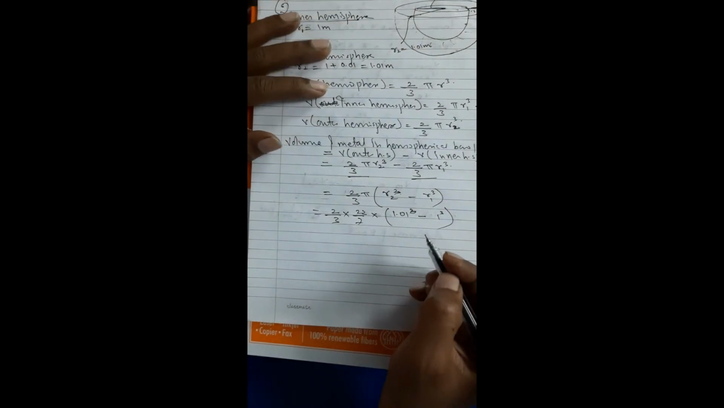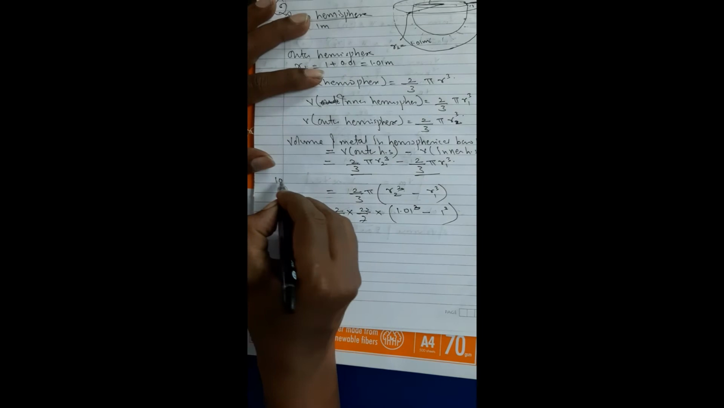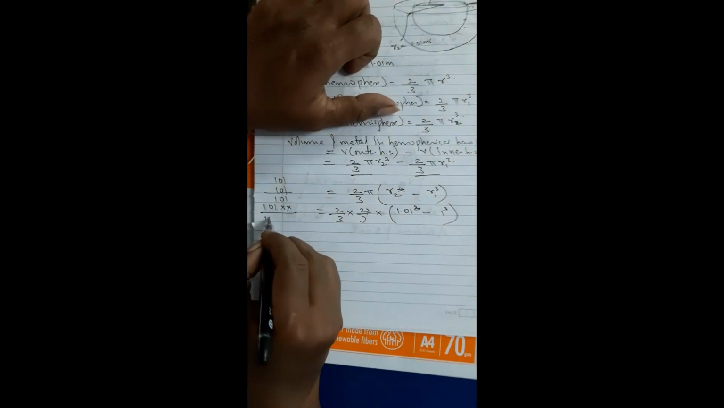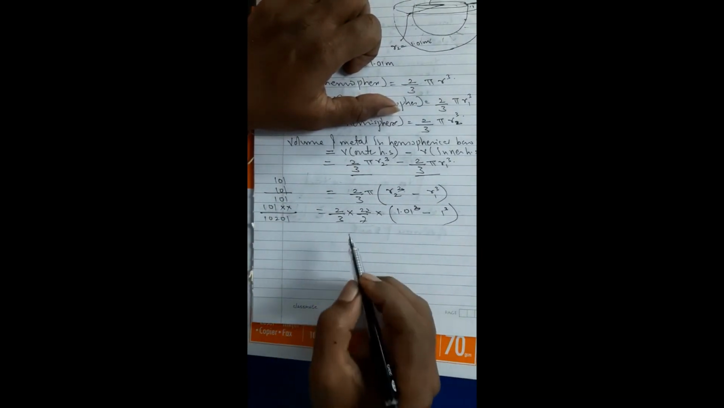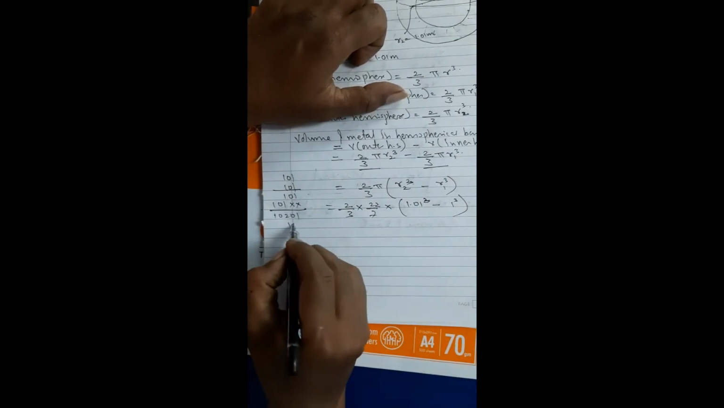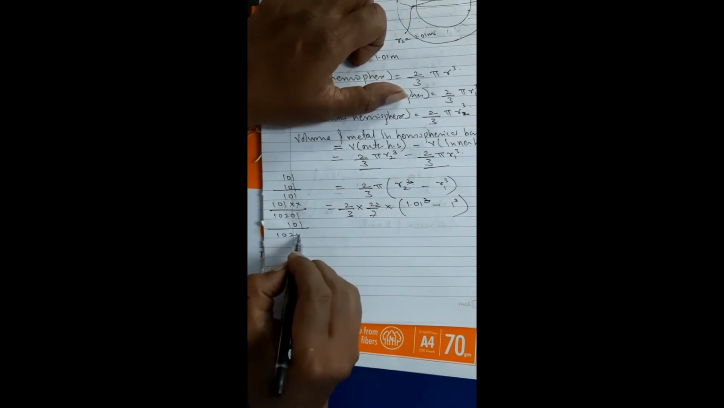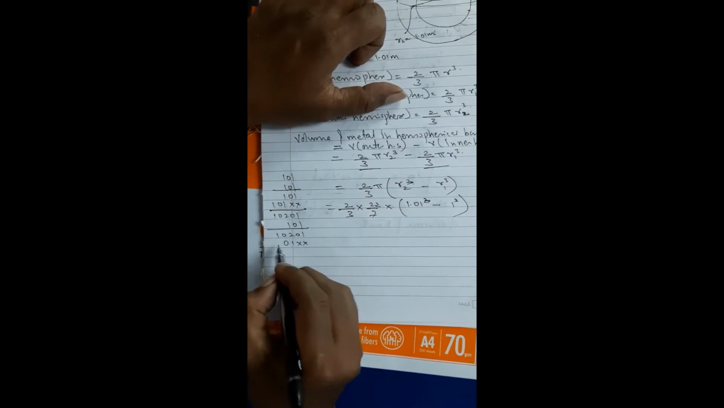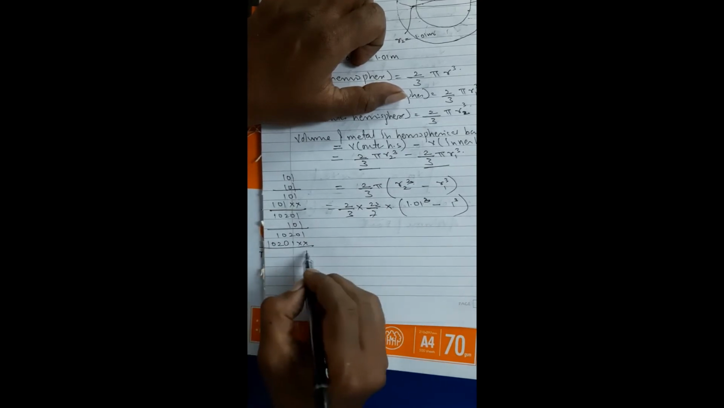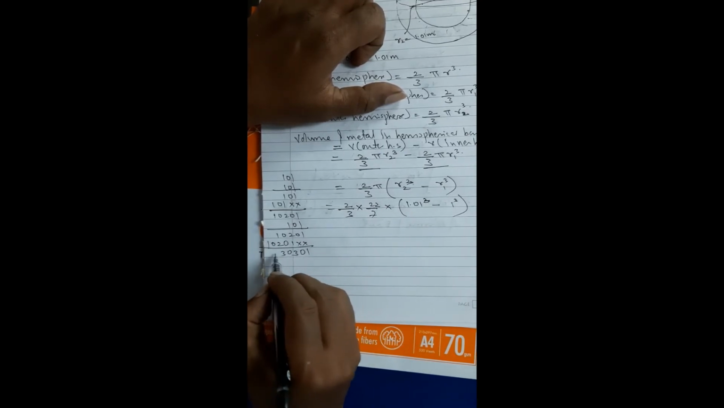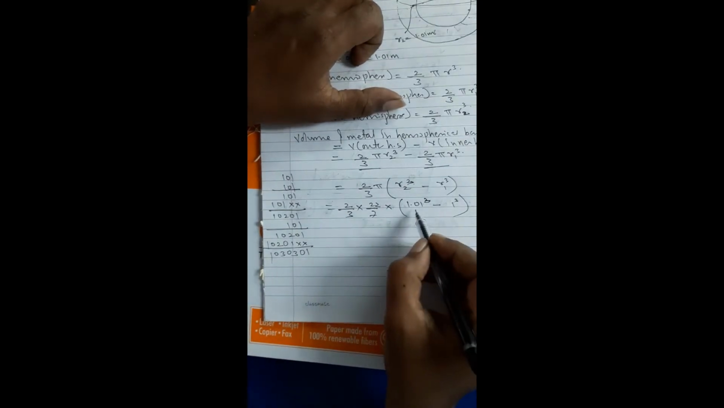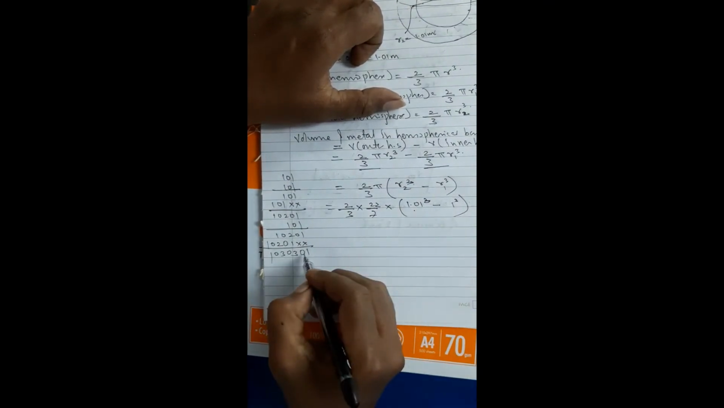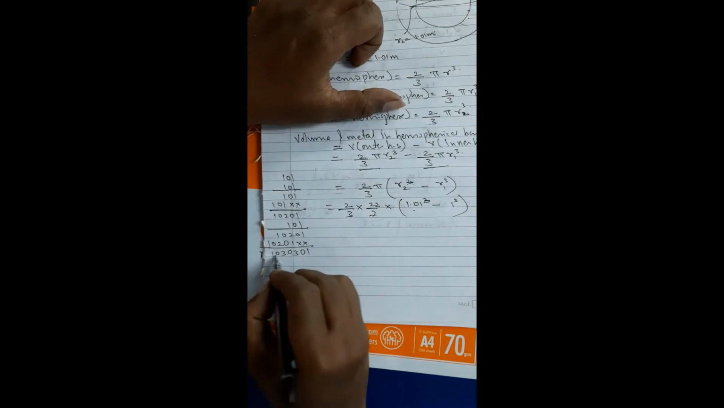So 1.01 into 1.01 into 1.01. 101 into 101 is going to give me 10201. And then 101 into 101 into 101 gives 1030301. How many decimal places? 3 times I am multiplying, so 6 decimal places: 1, 2, 3, 4, 5, 6.